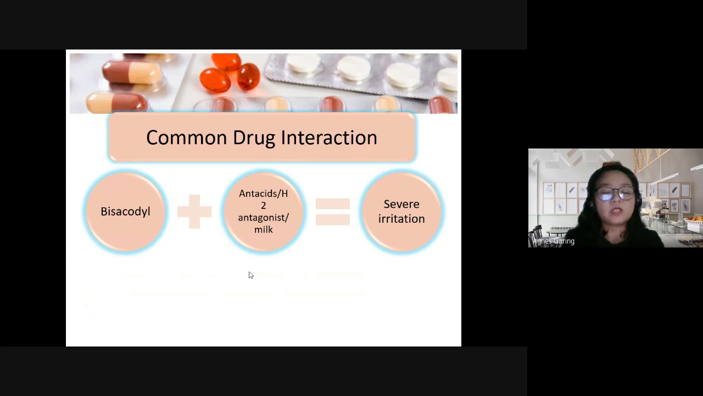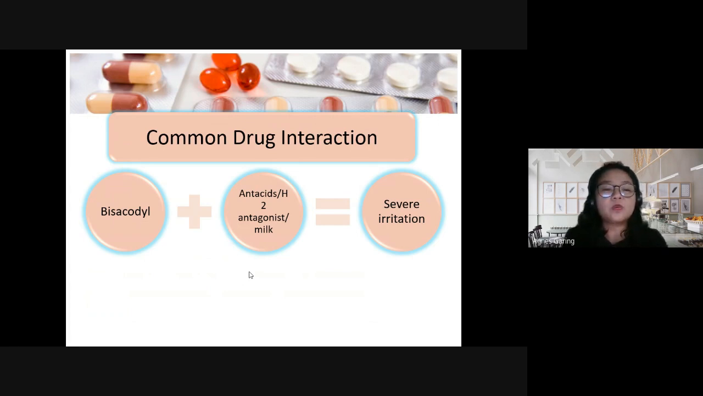Or if the physician asks you, why do you recommend another drug? Or why do you need to change the time? 'Di ba kasi nga nasa absorption tayo. Bakit kailangan mag-observe ng time interval sa bisacodyl at sa antacid? So you have to have your reason or rationale. Okay? Hindi pwedeng kasi po magkakaroon ng irritation. Bakit? You should know why.